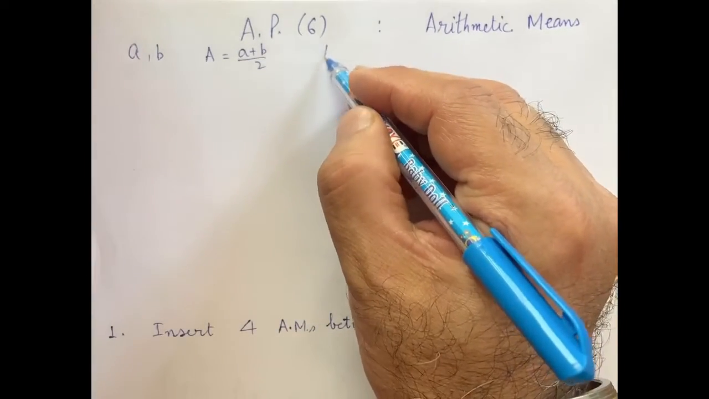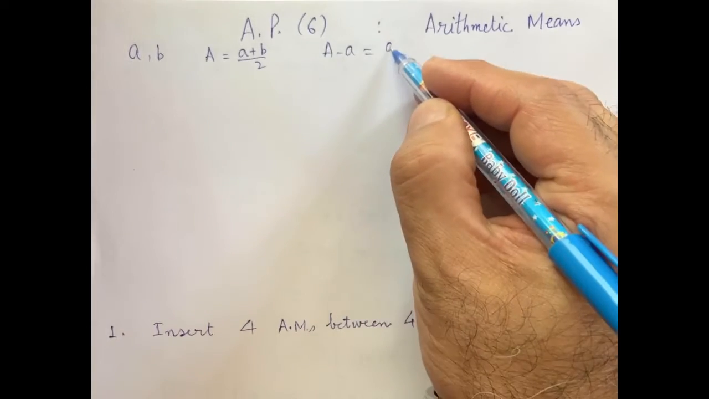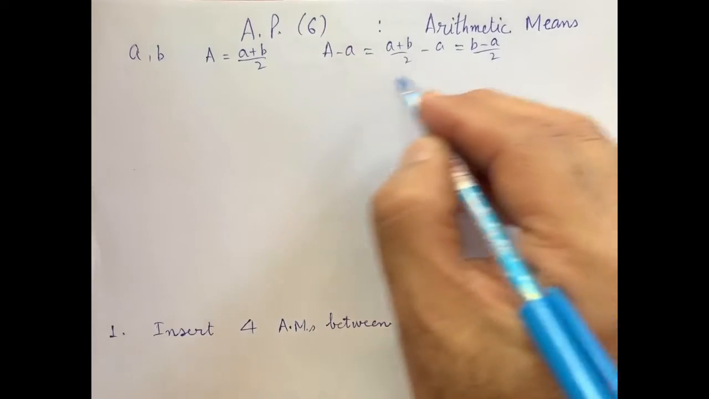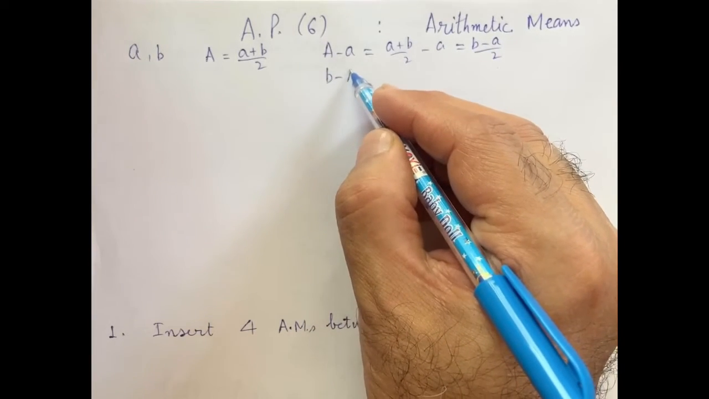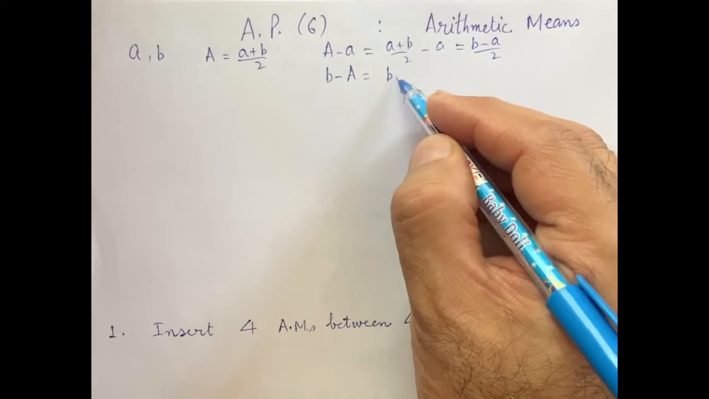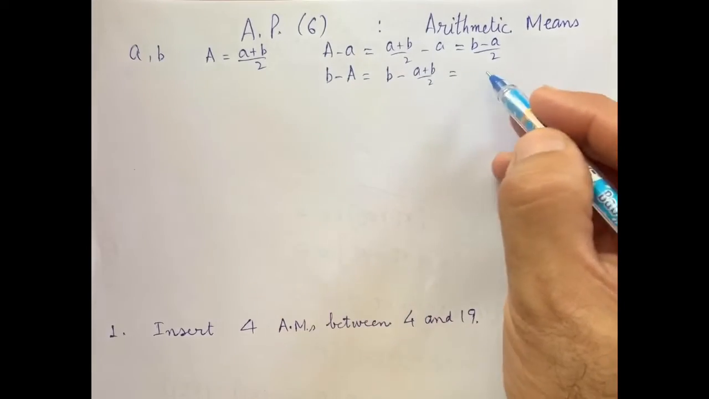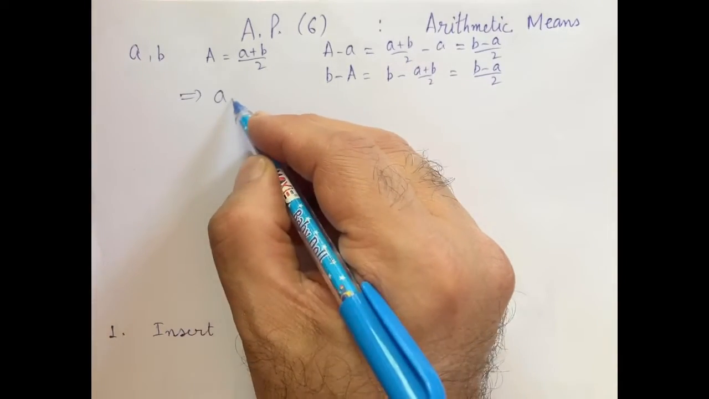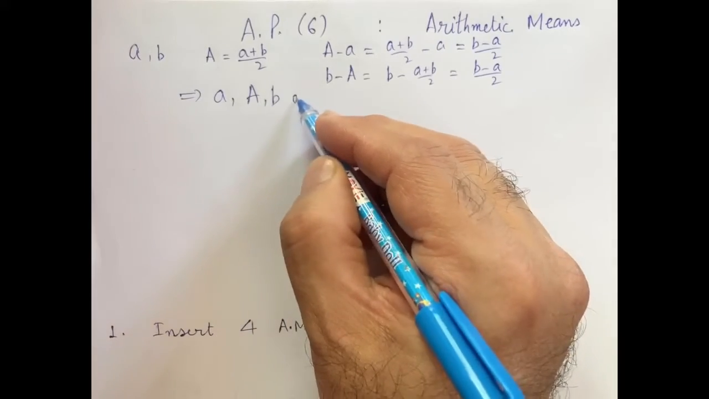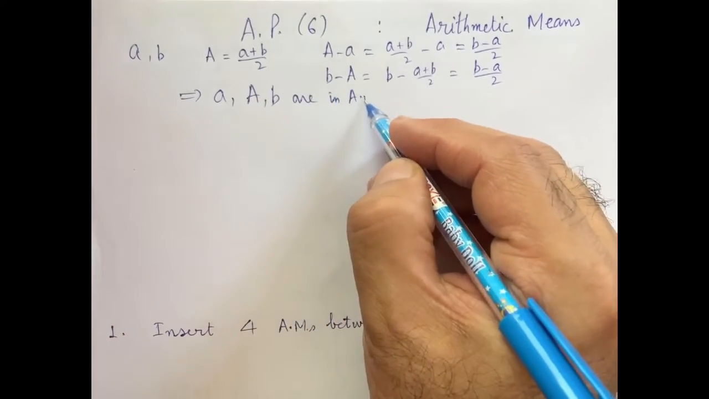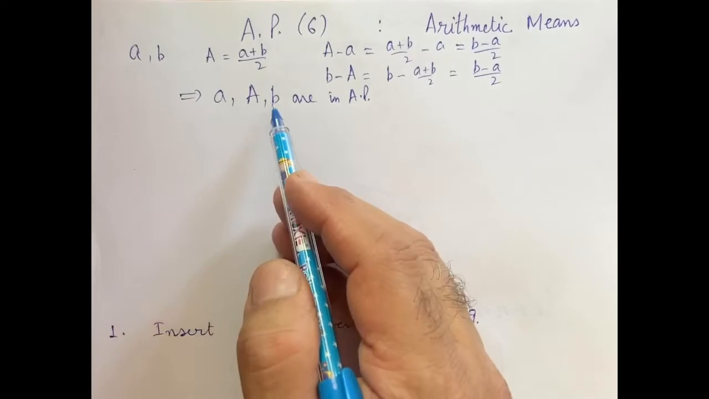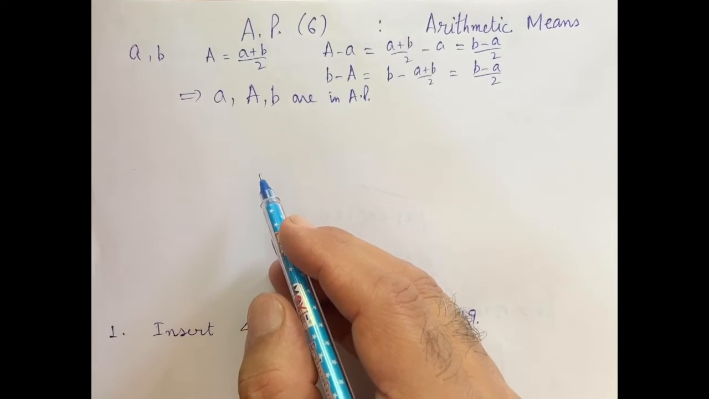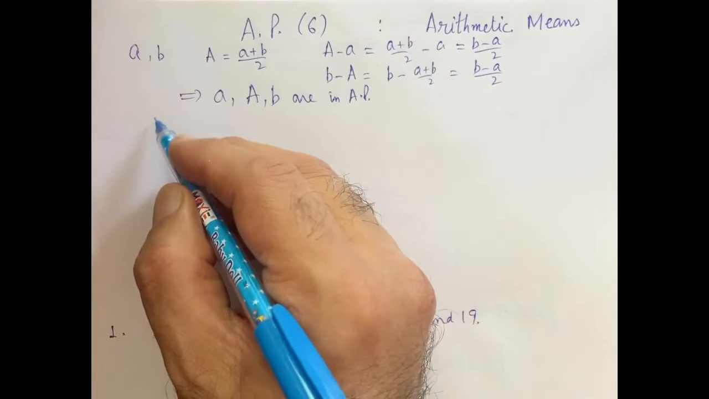So we can see what A minus a is. It's (a + b)/2 minus a, that will be (b - a)/2. Similarly, b minus capital A, that's b minus (a + b)/2, that's again (b - a)/2. So this means a, capital A and b are in arithmetic progression, because A minus a is the same as b minus A. So we extend this concept to find an arithmetic mean between a and b.